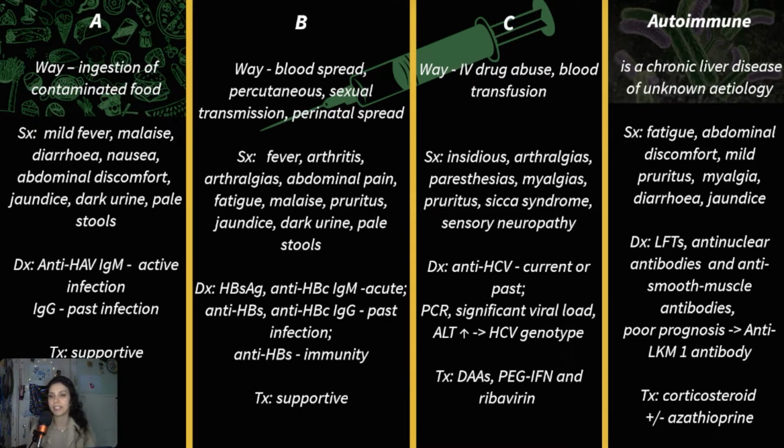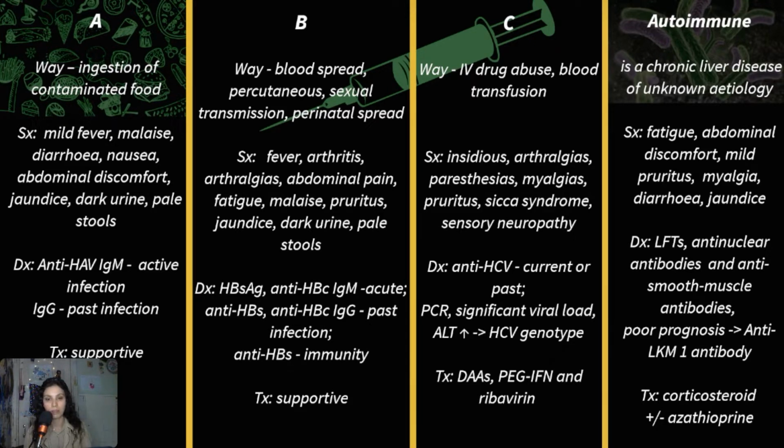Hepatitis A is usually a non-chronic, self-limited disease. The way of transmission is ingestion of contaminated food, and symptoms have a preicteric and an icteric phase. So preicteric is usually anorexia, nausea, vomiting, malaise, headache, mild fever, diarrhea, and upper abdominal discomfort. If it's the icteric phase, it's dark urine, pale stool, hepatomegaly and splenomegaly.